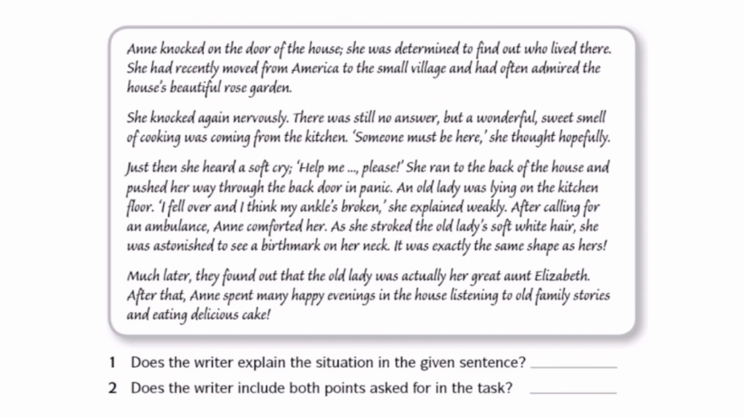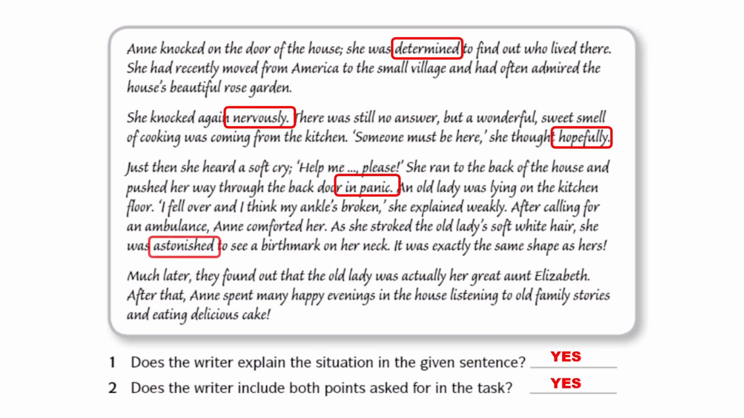Does the writer explain the situation in the given sentence? Yes. Number 2, does the writer include both points asked for in the task? Yes. How many different feelings does Anne experience in the model story? Now let's look for the words or phrases that show us how she feels: determined, nervously, hopefully, in panic, astonished, and happy.